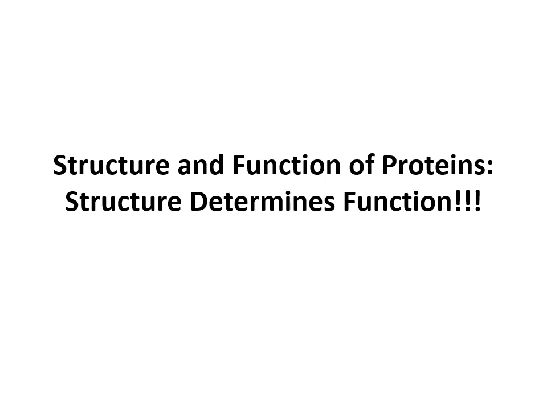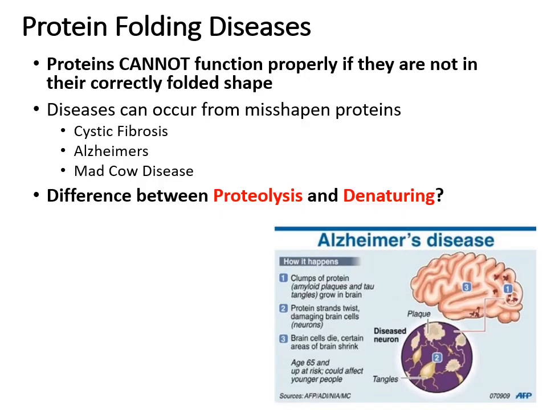Now, as I keep emphasizing, structure and function of proteins is critical because structure determines function, and the function is everything. That's what's critical about proteins. I keep mentioning how important structure and folding is for proteins. So I just want to point out that if proteins are not folded properly, you could end up with very serious diseases, and these can include things like cystic fibrosis, Alzheimer's, mad cow disease.